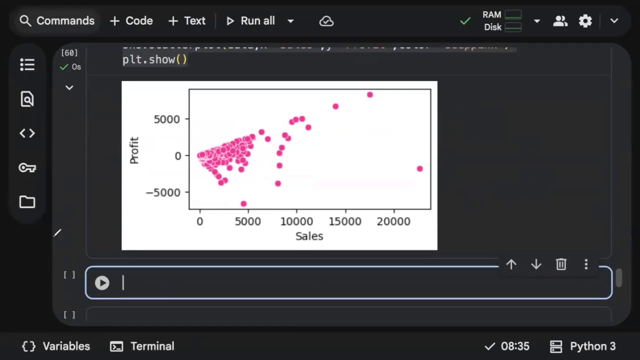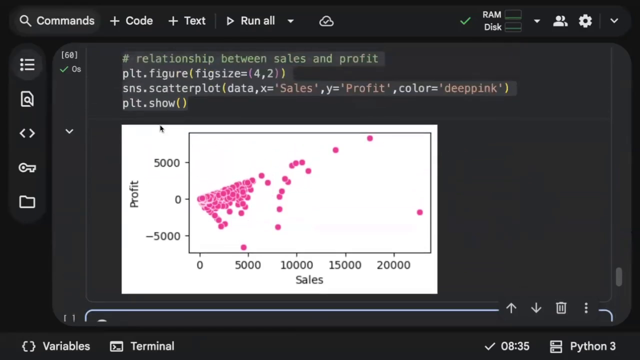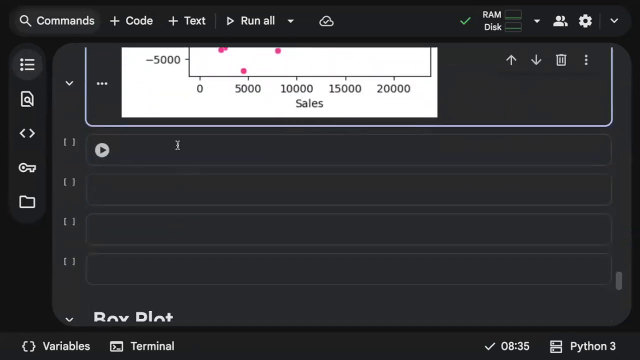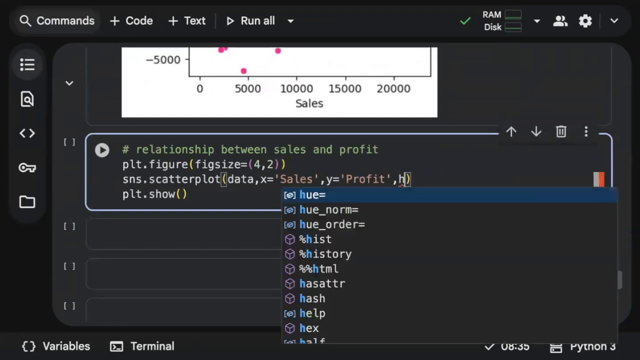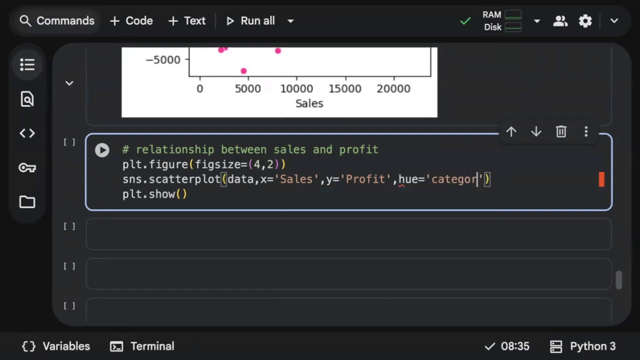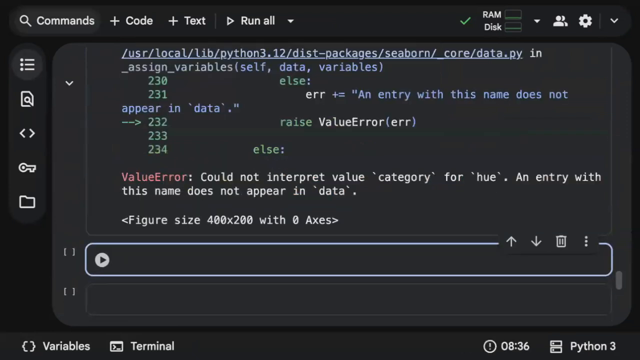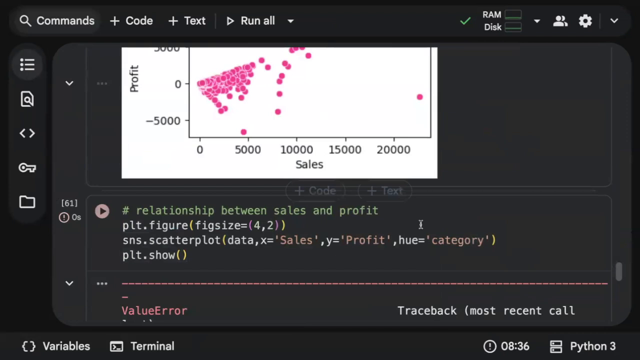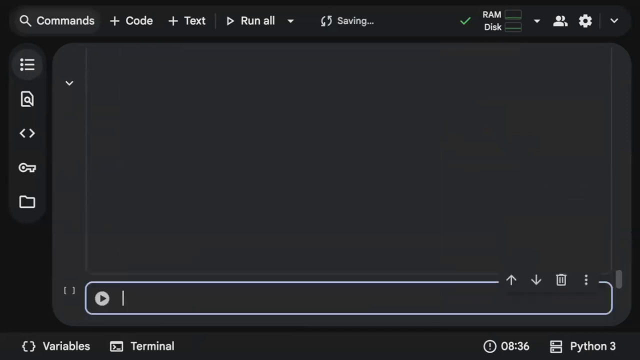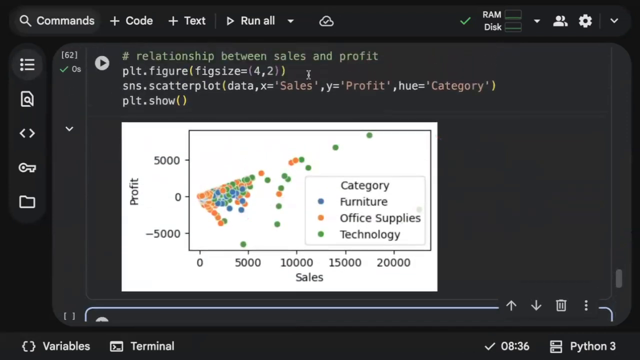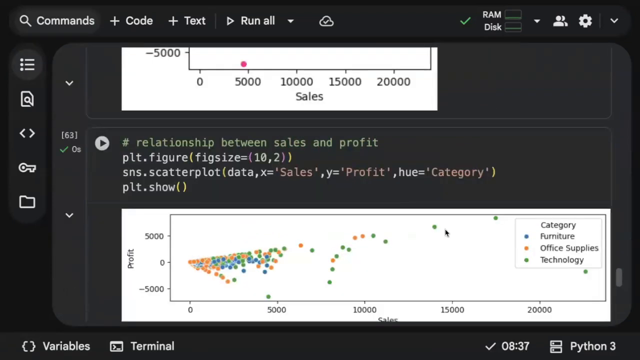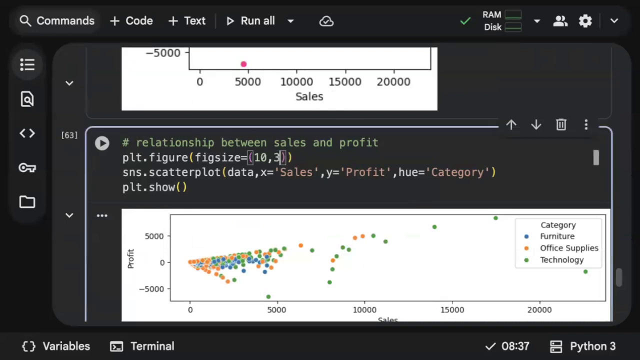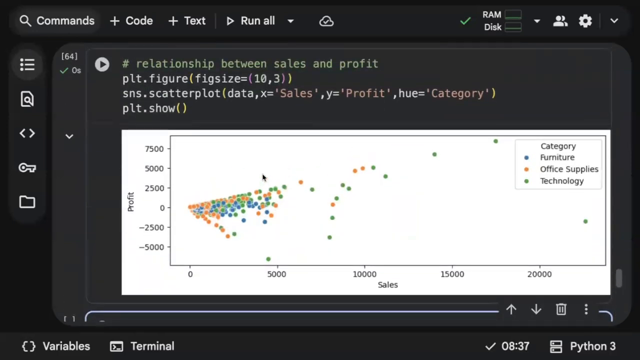Okay, so this is all about a scatter plot. Now, what if you want to see the same scatter plot with respect to different categories? One important thing: just remove the color and pass hue equal to category. Category C should be capital. Yeah, you'll get the same scatter plot with respect to different categories. Let me expand this. So no overlapping, it looks better now. You can increase height as well. Yeah, see?